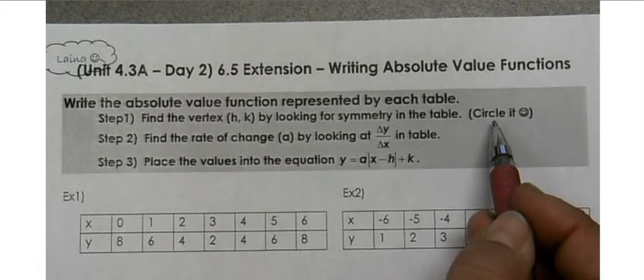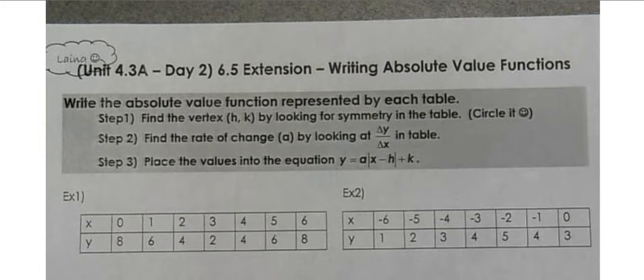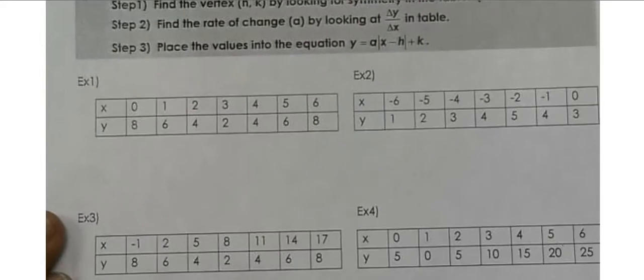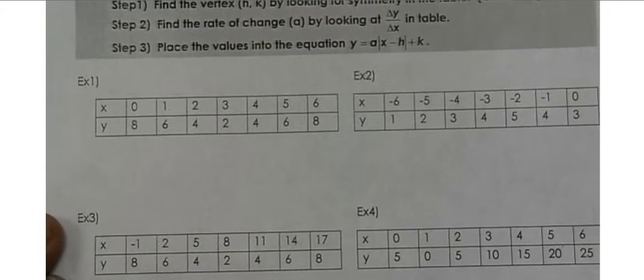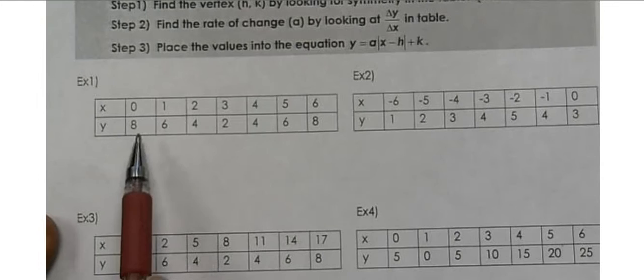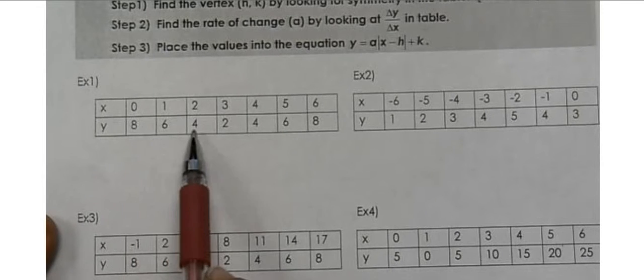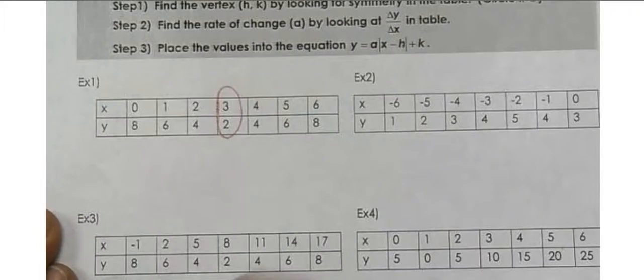And let's circle our vertex. So in example 1, we look to see where there is symmetry in the y values. Do you see that right here with this 2, as we go to the right and to the left, there's symmetry, it's the same thing. So that means that this is our vertex.